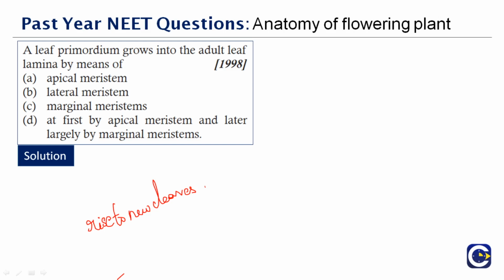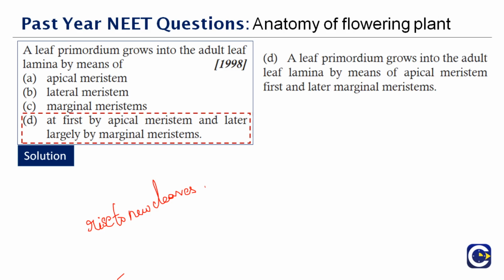A leaf primordium grows into an adult leaf lamina by means of the apical meristem because, as already discussed, apical meristems are present in every part of the plant, stem, leaves, or roots, everywhere. So that is where this function of the apical meristem contributes to all the functions of the plant. And later the maturation, when it becomes an adult leaf lamina, is by the marginal meristem. Therefore the correct answer is option D.